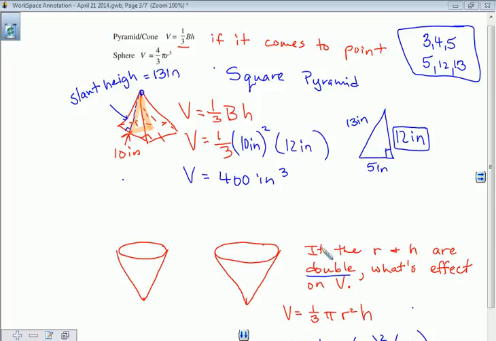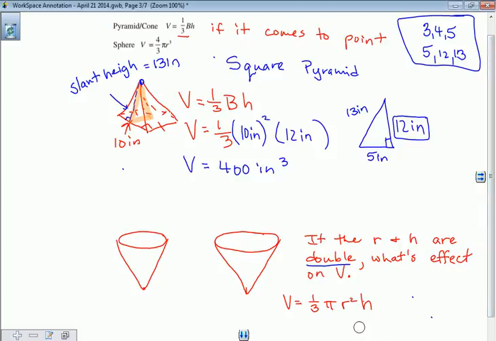All right. But let's say we just had these 2 cones. And if the radius and height of my first cone is doubled, which it's not, let's just pretend, what's the effect on the volume? How many times greater would the volume be? What do you guys think?